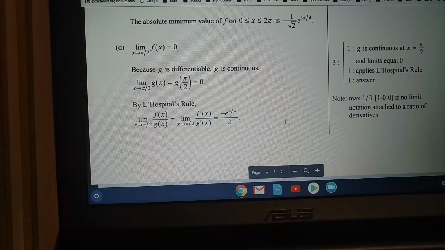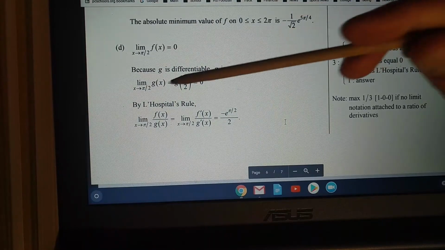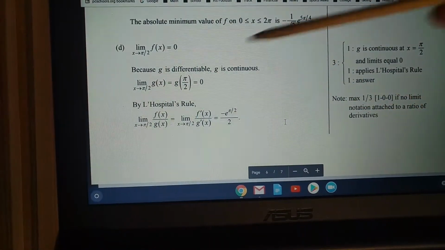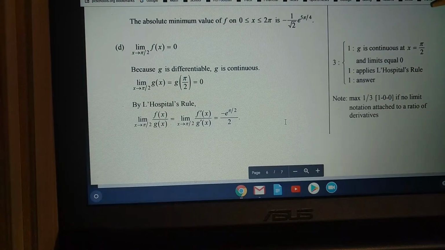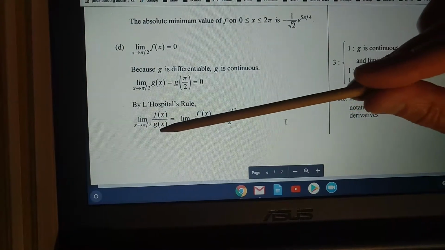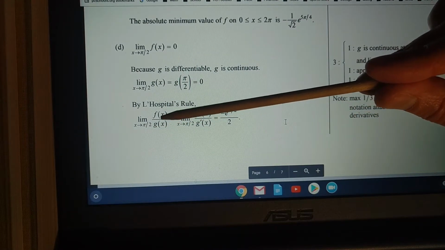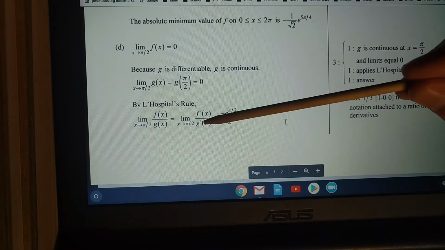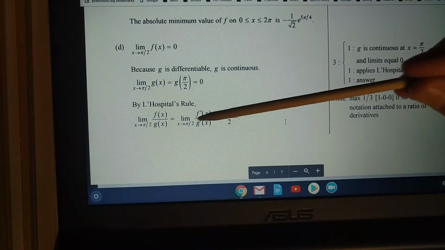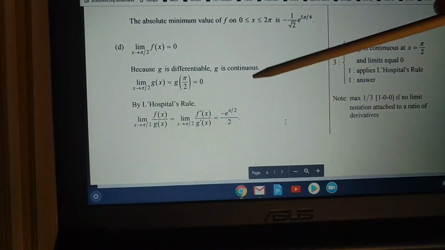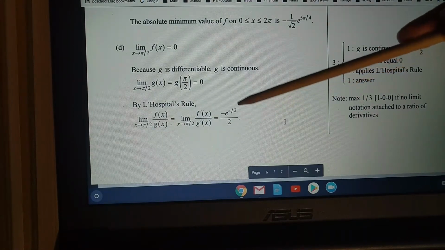Then for number 1, we must apply L'Hopital's rule. So we must say by L'Hopital's rule, something where it says using L'Hopital's rule in some way, shape, or form. So in other words, we know that when x goes to pi over 2, this is of the form 0 over 0. So we take the derivative of each of these. We see that in action there. And then we get our answer correctly here.